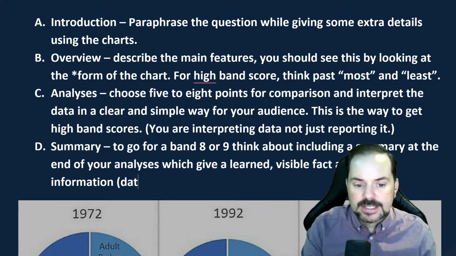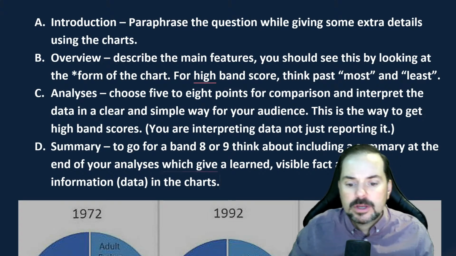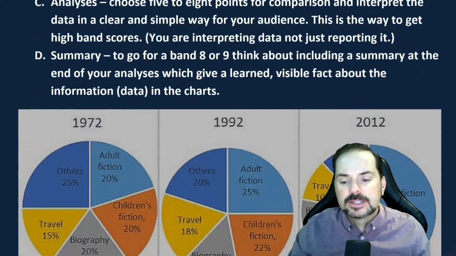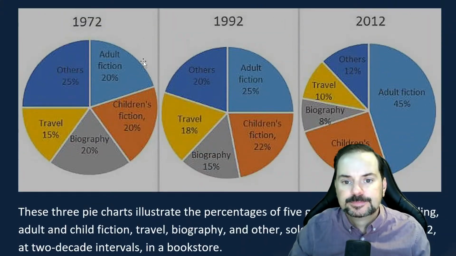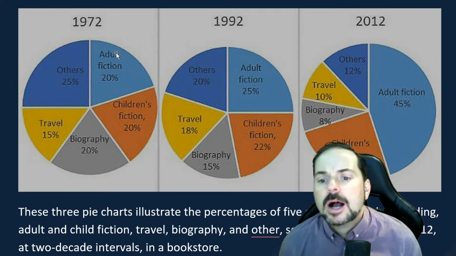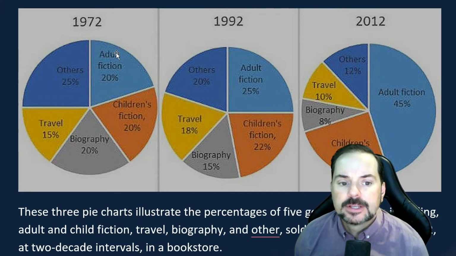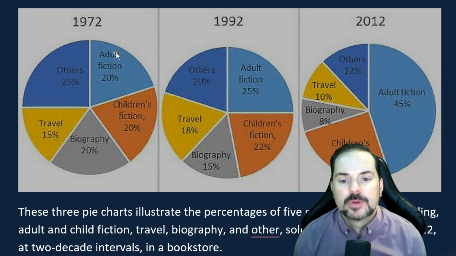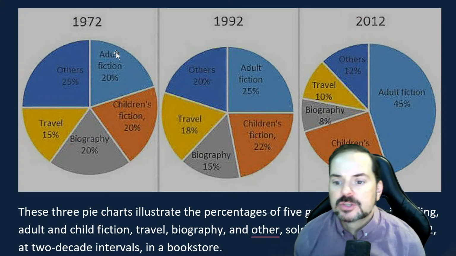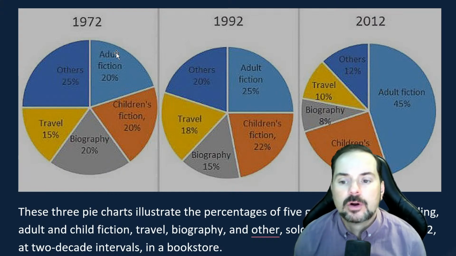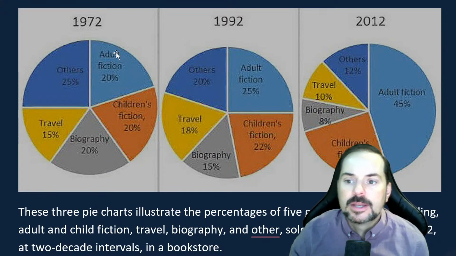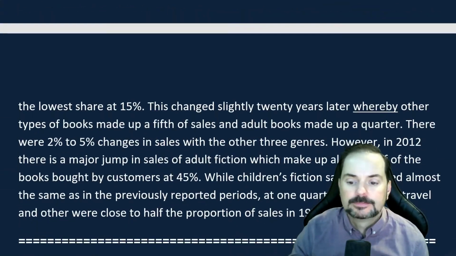Or we should say data, in the charts. Okay, so something that we can clearly see. What can we clearly see? That fiction books are a key source of revenue in all 3 decades, especially in 2012.